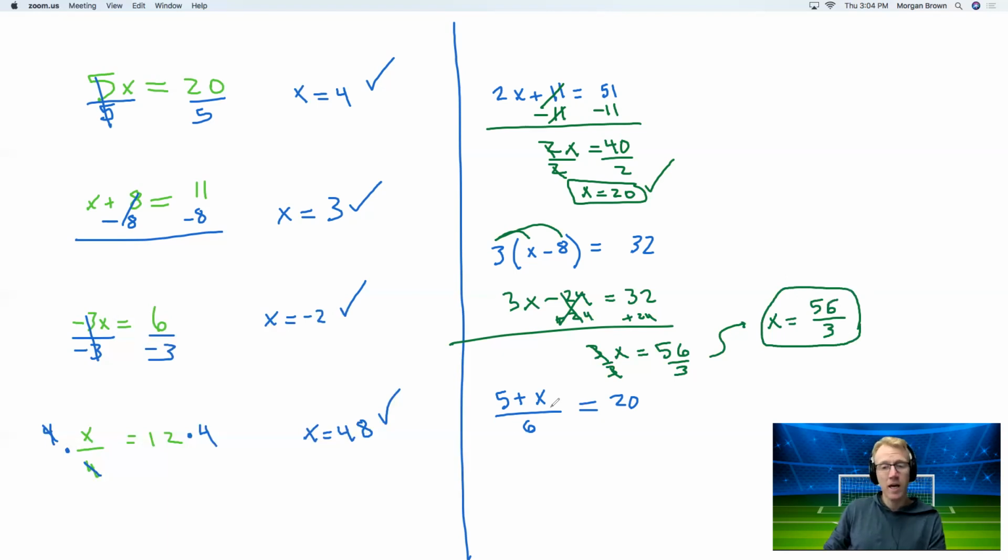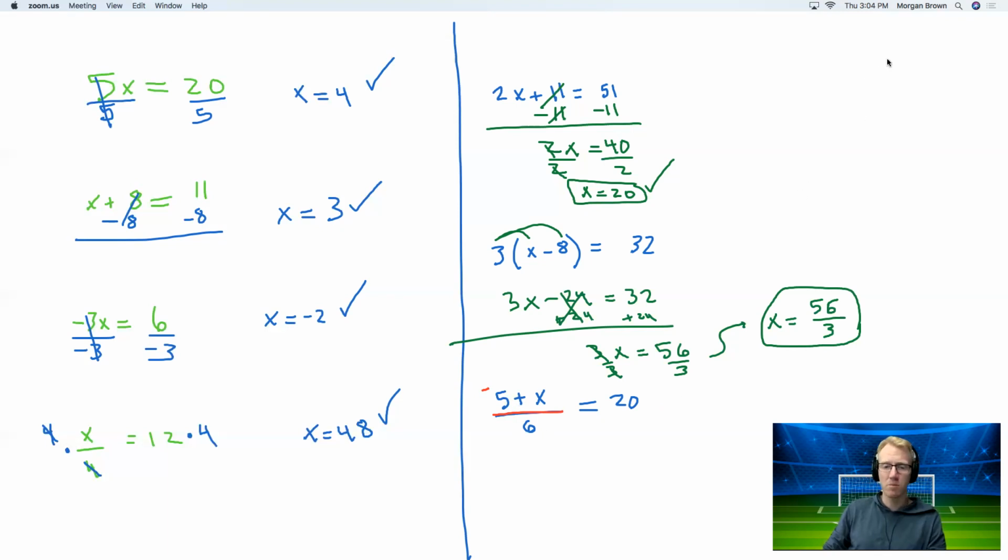All right, last problem. We've got a division bar, and this one we're going to take an extra second to talk about. A division bar that's written like this means the entire numerator is being divided by 6. So the most common mistake people make on this is they try to go minus 5 on the left. You can't do that because this 5 is not a whole number 5. It's a 5 that's being divided by 6.